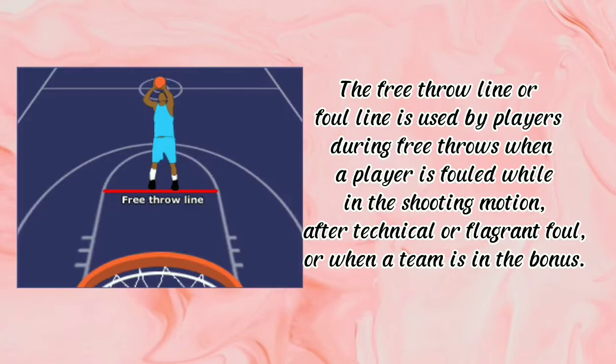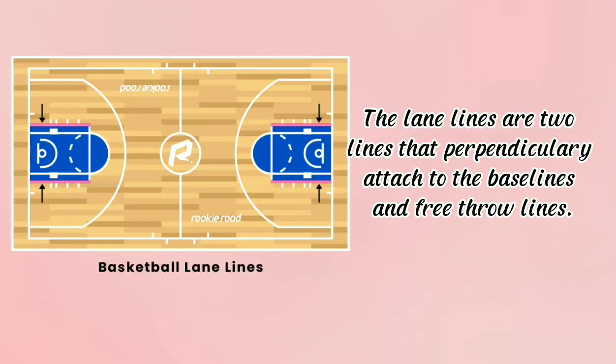The free throw line or the foul line is used by players during free throws when a player is fouled while in the shooting motion, after a technical or flagrant foul, or when a team is in the bonus. If awarded a free throw, a player will stand behind the foul line and shoot an uncontested shot that is worth 1 point.